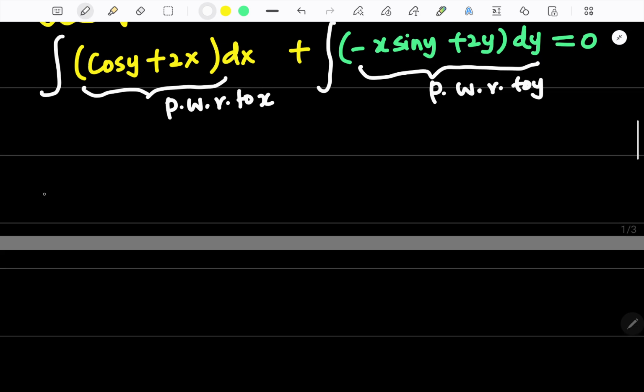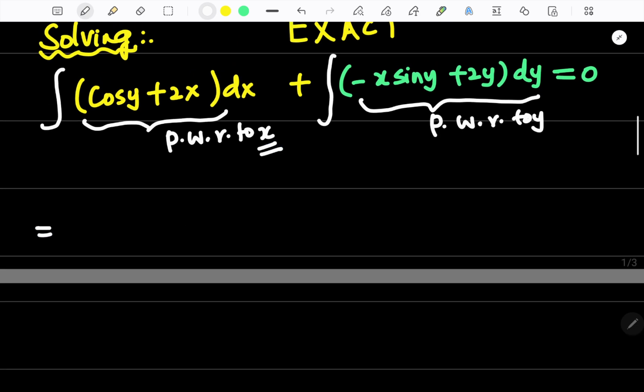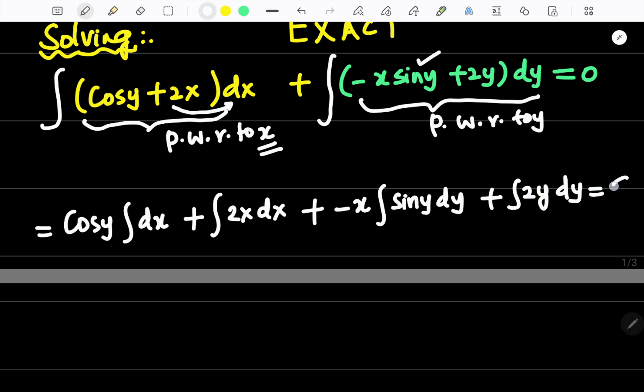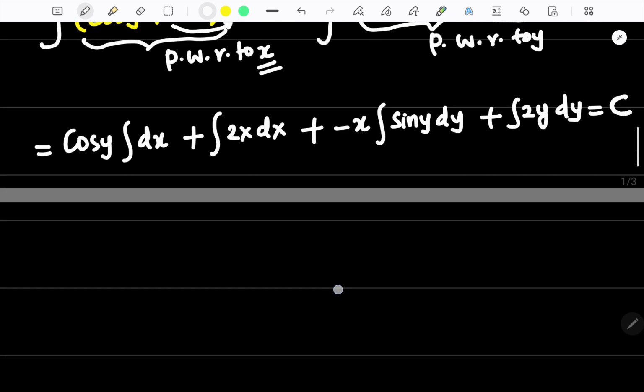Okay, right. So, when I integrate with respect to x, cosine y is a constant. So, you will take it out. Cosine y integral dx plus, and this is related to x, right? So, integral 2x dx plus, I am integrating this one with respect to y. So, x is a constant, take it out, and then sine y dy. And I am integrating this one with respect to y dy. After integration, I will get constant, because it is not having limits. So, I am going to put c here.